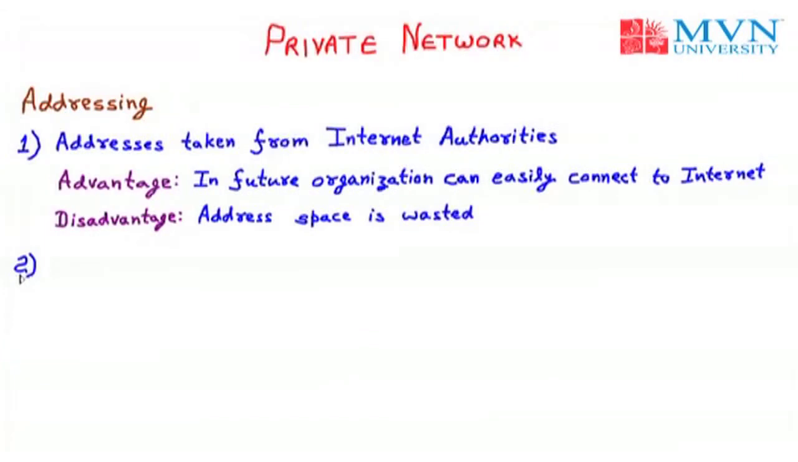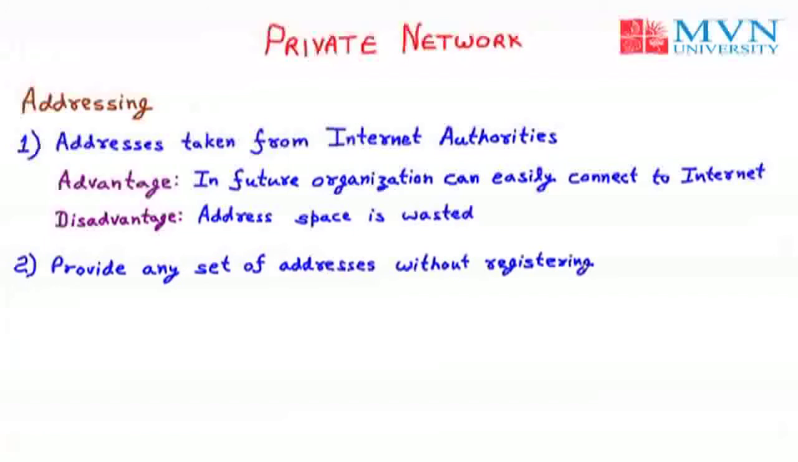Now the second technique. In the second technique, we are not going to take the IP addresses or the addressing scheme from the internet authorities. We take the addressing on our own. That means I can provide any address as I wish. There is no global IP, no internet authority. That means I can take some specific IPs and provide them. These are my own IPs, and I can provide any set of IP addresses without registering with the internet authorities.